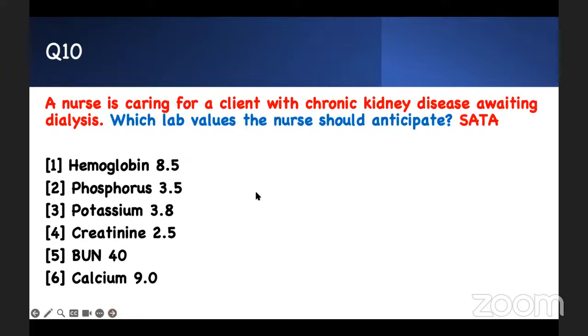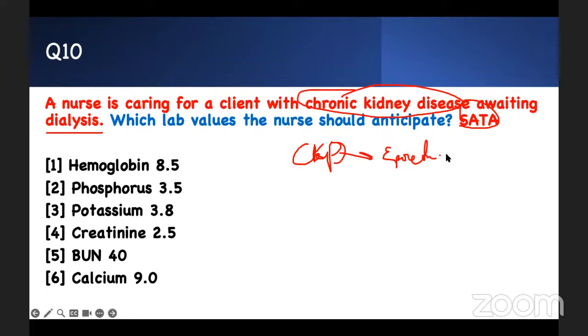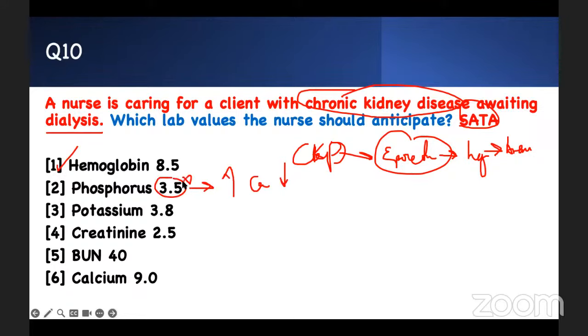Number 10, a nurse is caring for a client with chronic kidney disease, awaiting dialysis. So he's about to get dialysis. What lab do you see? Which lab value should the nurse anticipate? Select or apply. I keep on killing you with the kidney because the kidney does a lot of things. It makes hormones, erythropoietin, that help with your hemoglobin. So most people who have kidney disease have anemia because they cannot make erythropoietin. This is fine. Their phosphorus is supposed to be high because calcium is low. This is too normal. I don't expect that.